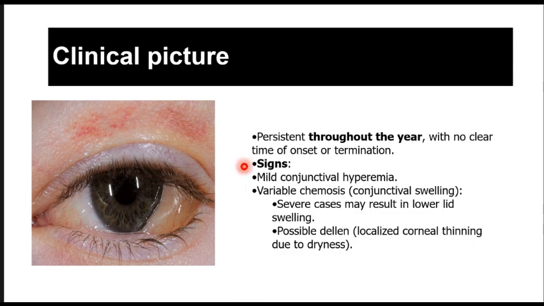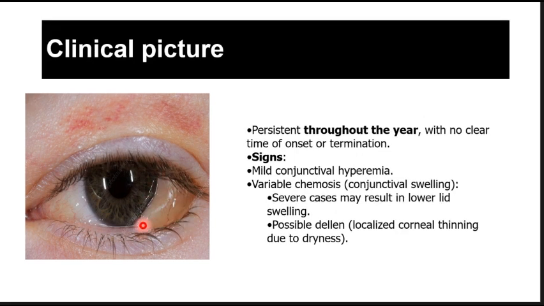All right. When we talk about the clinical picture of perennial allergic conjunctivitis, it's quite similar to seasonal allergic conjunctivitis. It's just that the symptoms will persist throughout the year with no clear time of onset and no clear sign of termination. So you will have the conjunctival hyperemia. However, the conjunctival hyperemia that you see in a perennial case is going to be milder compared to what you see in a seasonal allergic conjunctivitis. The chemosis is going to be variable. Sometimes you might have a severe case of chemosis, which will result in lower lid swelling as well. And sometimes you can have this ballooning of the conjunctiva that you see over here.